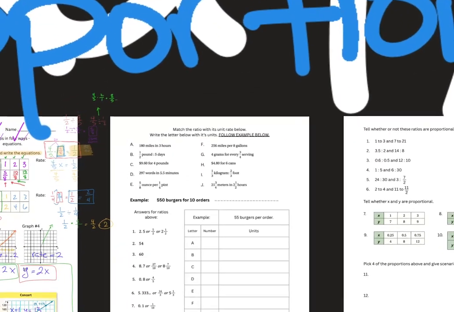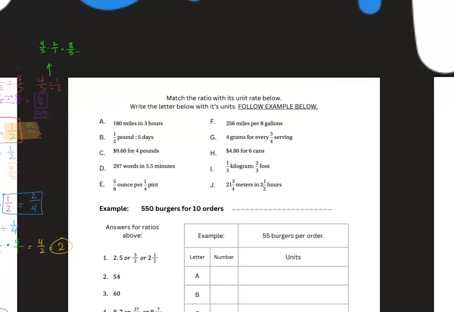Page 2 of the practice test. Match the ratio. I'm going to do some highlighting real quick. Match the ratio. These are ratios with their unit rate below. These are the unit rates.